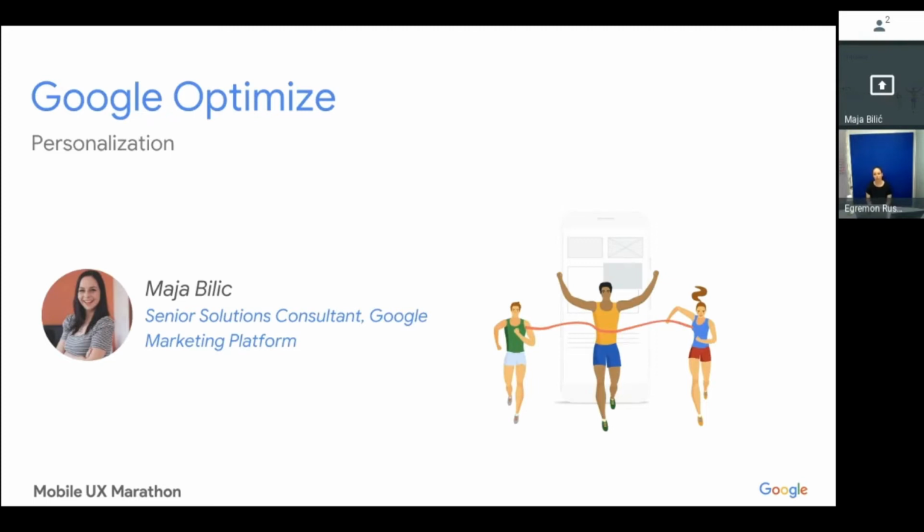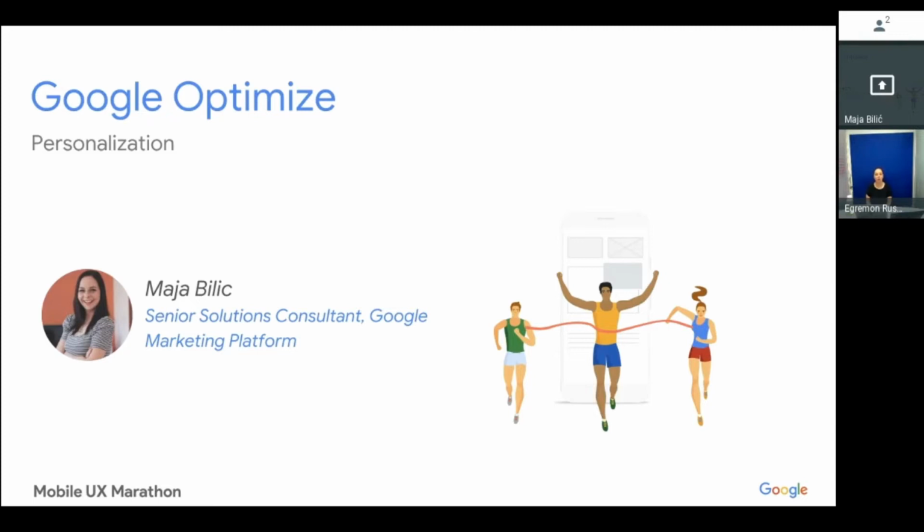Before I begin, I'd like to introduce myself. My name is Maja. I'm in Google London, and I'm a senior solution consultant on Google Marketing Platform. What that means is I help our clients get the best out of their Google Analytics data and get the best out of their website by using Google Optimize for website testing and conversion rate optimization.